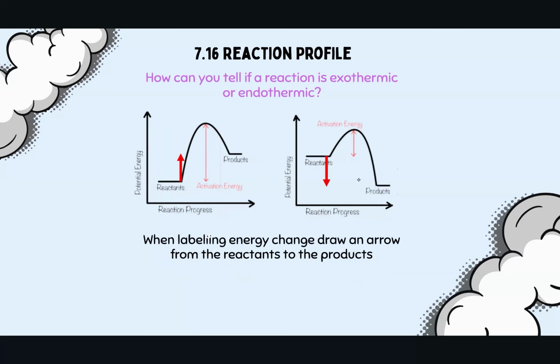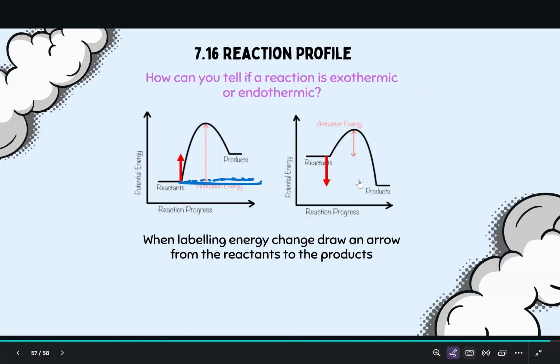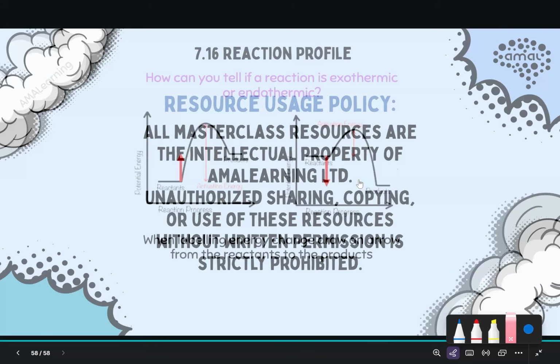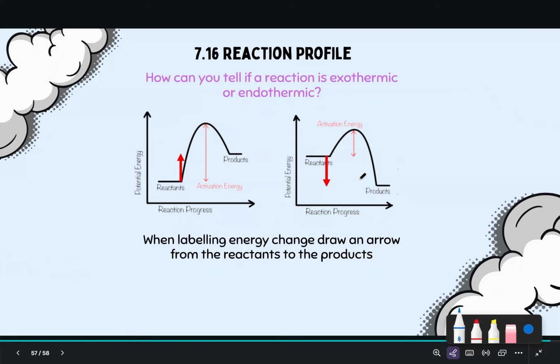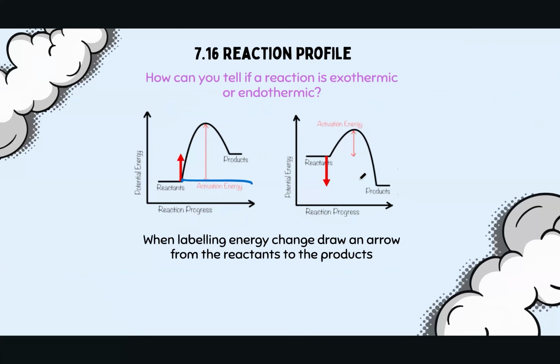Now, when labeling energy change, draw an arrow from the reactants to the products. Meaning, here's your reactants. You can draw a line straight across. Just do that again. So with a ruler, draw a line across. And there. That is the change in energy in this reaction.